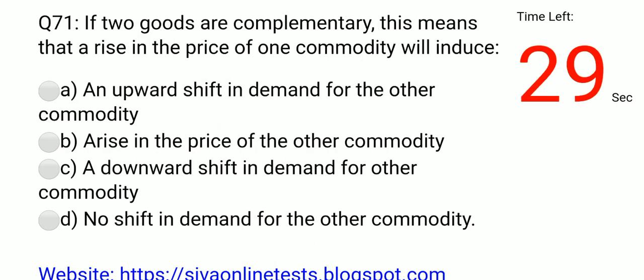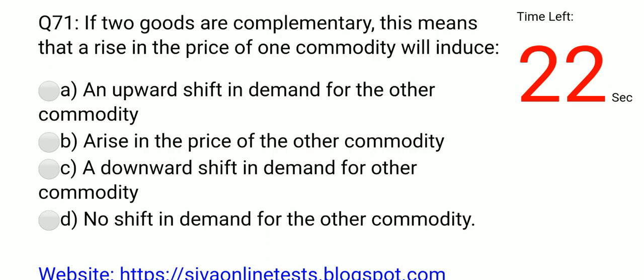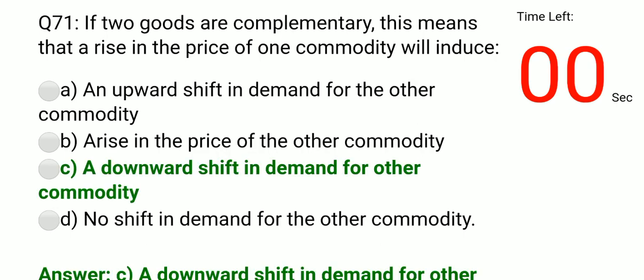Question 71. If two goods are complementary, this means that a rise in the price of one commodity will induce. Options. A. An upward shift in demand for the other commodity. B. A rise in the price of the other commodity. C. A downward shift in demand for other commodity. D. No shift in demand for the other commodity. Answer. C. A downward shift in demand for other commodity.